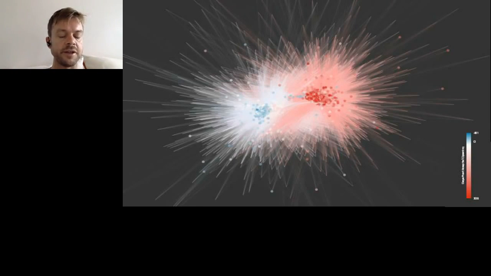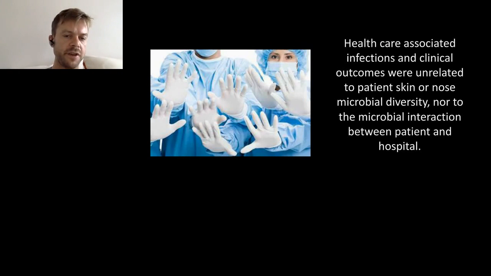One thing to note in this was that for the healthcare associated infections that people suffered in that environment, we found no correlation between the presence of that infection in their clinical record and their microbial interaction with the environment. So we could find no evidence to support the fact that that bacteria came from the hospital.